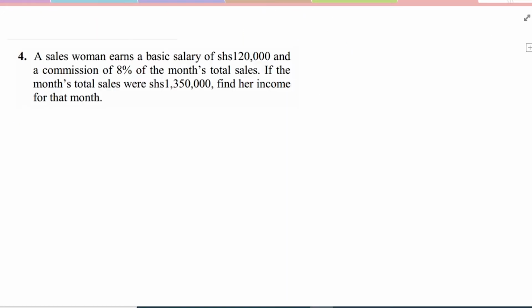A saleswoman earns a basic salary of 120,000 and a commission of 8% of the month's total sales. If the month's total sales were that much, find her income for that month. So a saleswoman earns a basic salary. Of course, this means that her salary is calculated like this: first, she gets a basic salary plus commission on sales.